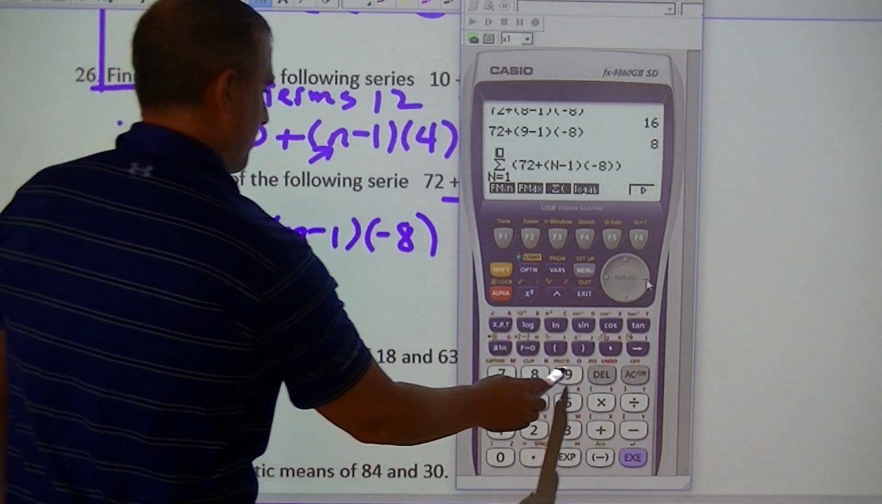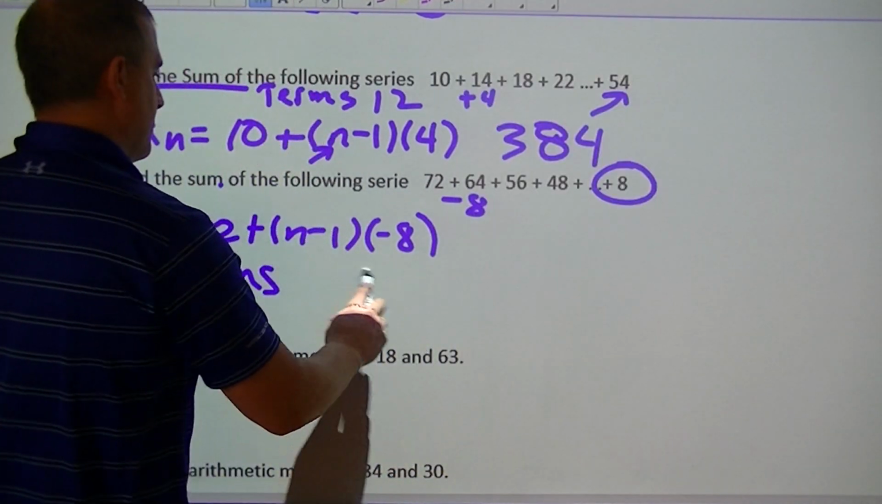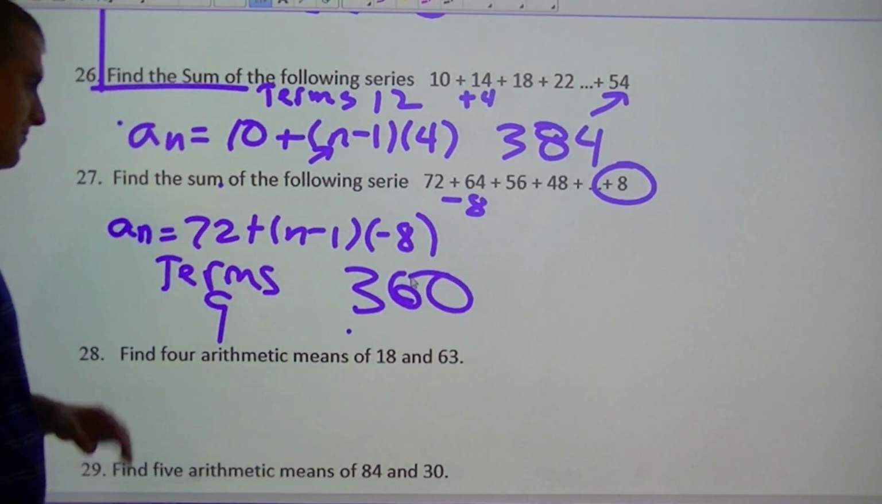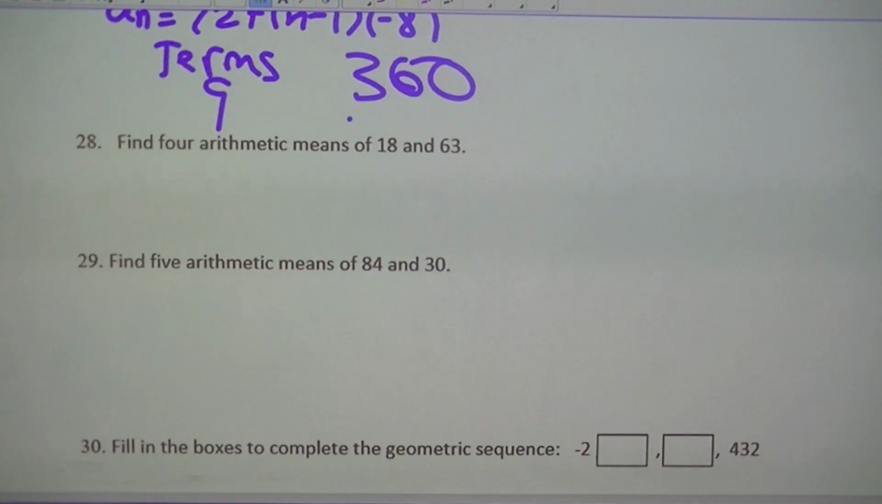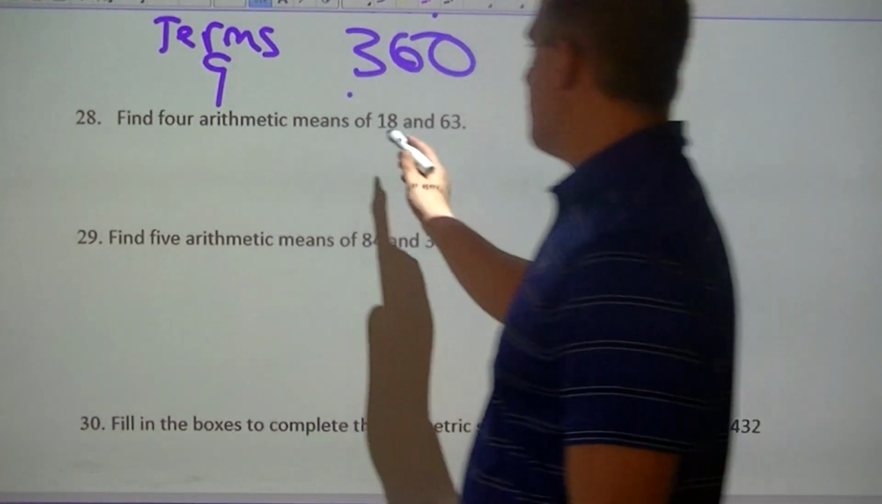I'm using 9 terms. Like I said, those are probably the hardest problems in this whole thing. Okay? Moving on to these means problems. Okay? Find 4 arithmetic means.